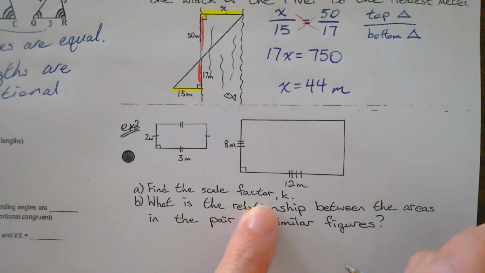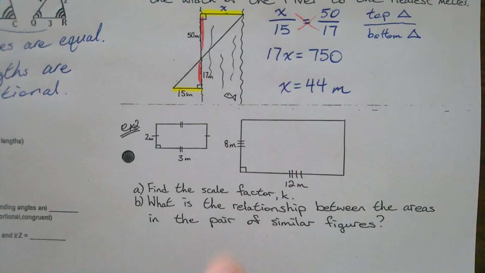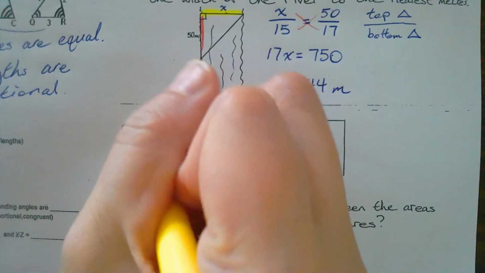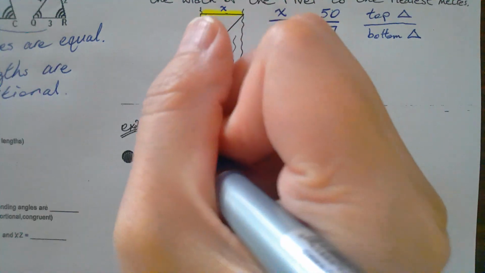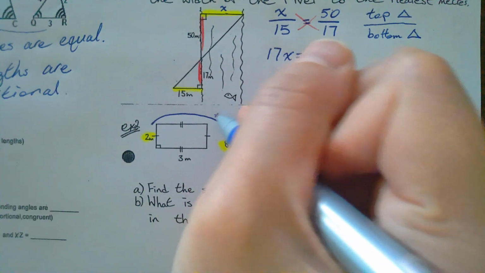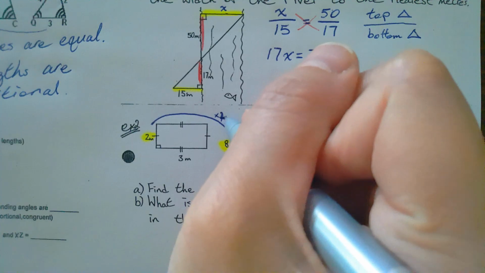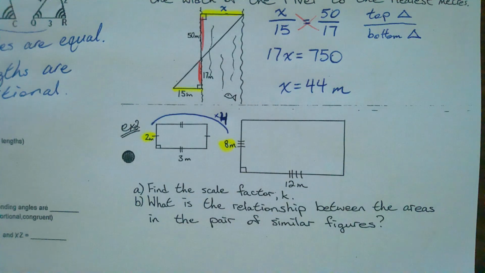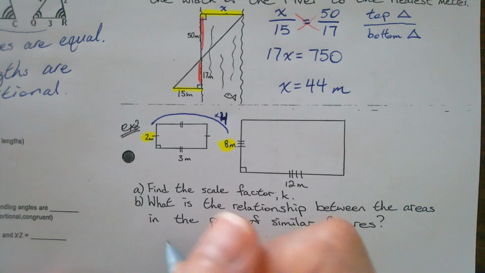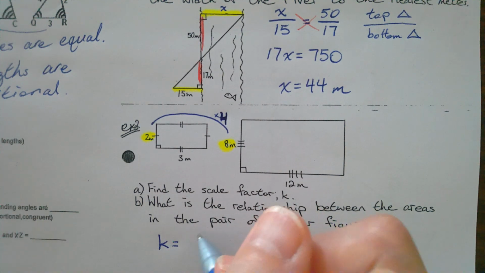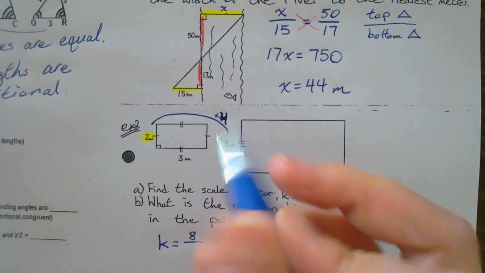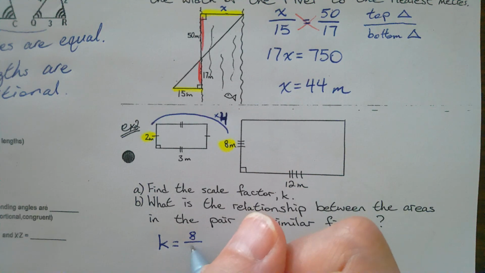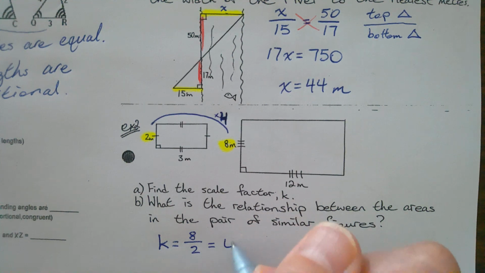So find the scale factor k. How many times bigger is this one than this one? 4. How did you get that? Yeah, exactly. Okay, so yeah, it's 4 times bigger. So the letter that we use is k for the scale factor. If you use the big rectangle divided by the small rectangle, you'll get that it's 4.